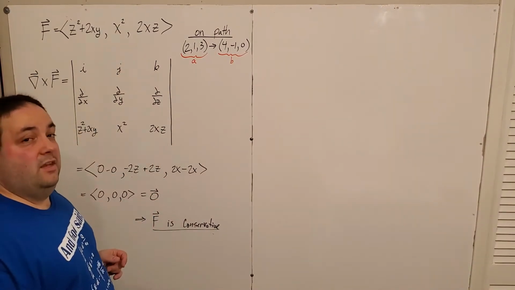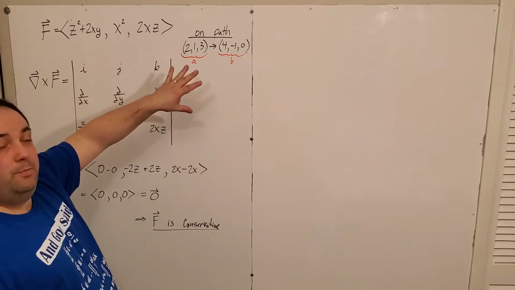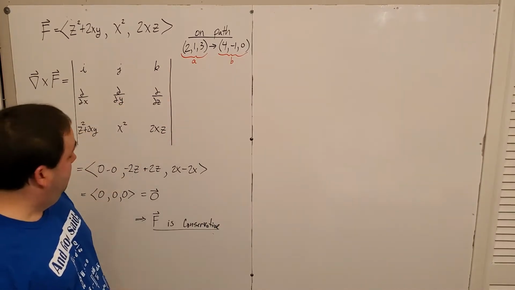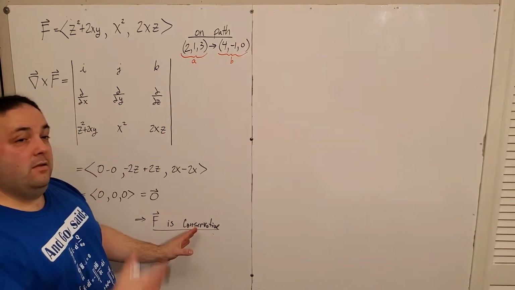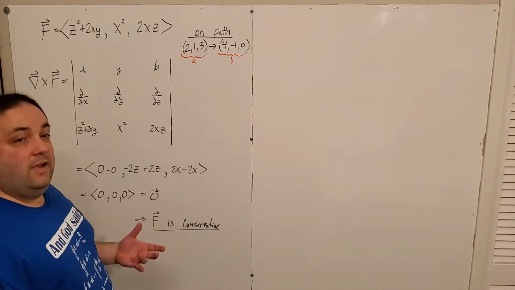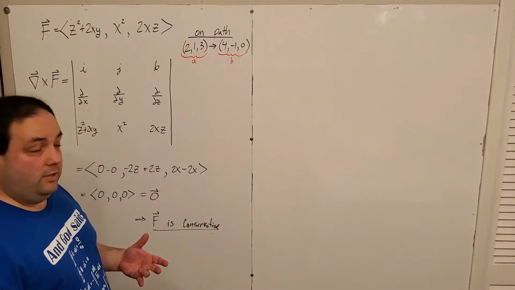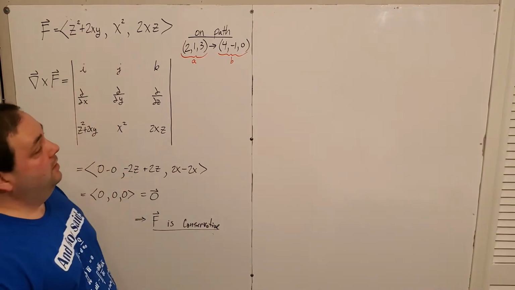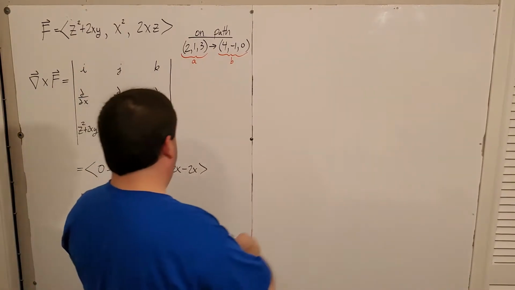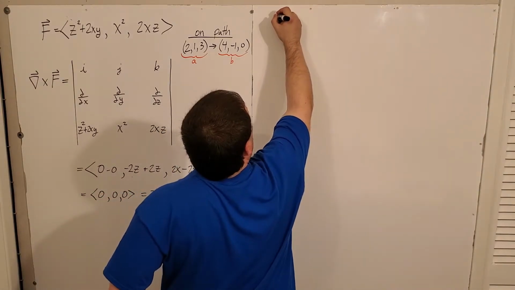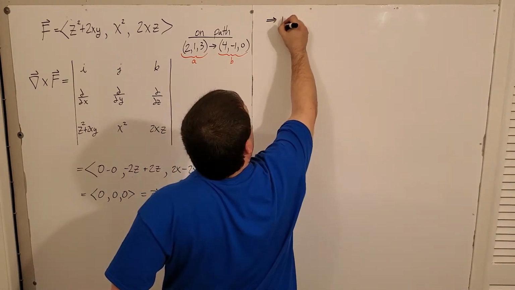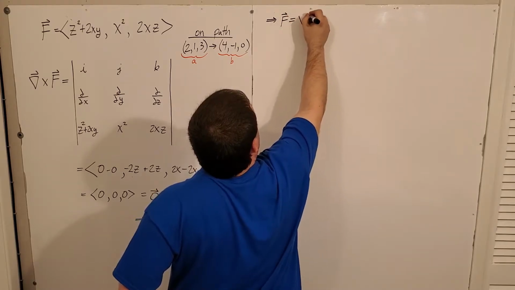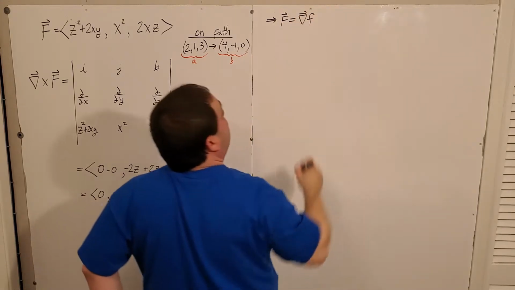It's going to be path independent. I don't need to pick a path now, right? So f is conservative, then further implies that means I've got a potential function out there, some continuous function whose gradient is equal to this. Well, then we've got to figure that out. Okay, so next that means f is the gradient of some f.